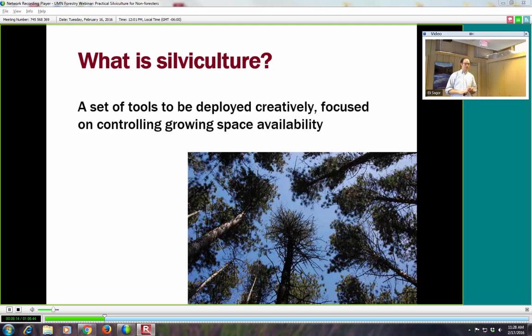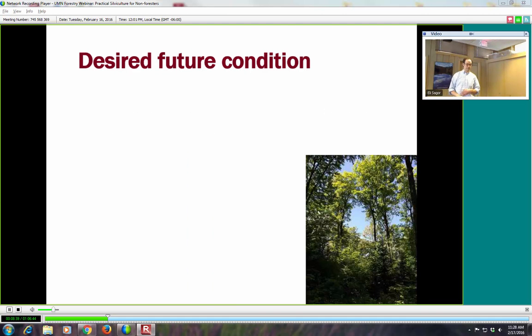Species that are highly shade tolerant, that is, they can thrive under dense shade, might find growing space where species like aspen or red pine that are shade intolerant would simply not have enough room to grow. So we use silviculture to manage and control the availability of growing space to hopefully favor the species that we want to see coming back or thriving, and to disfavor the ones that we don't.